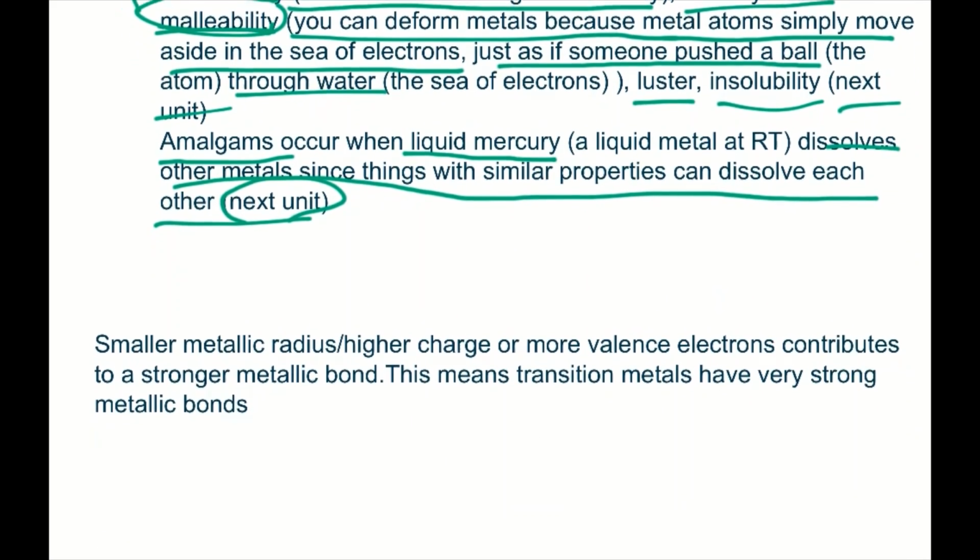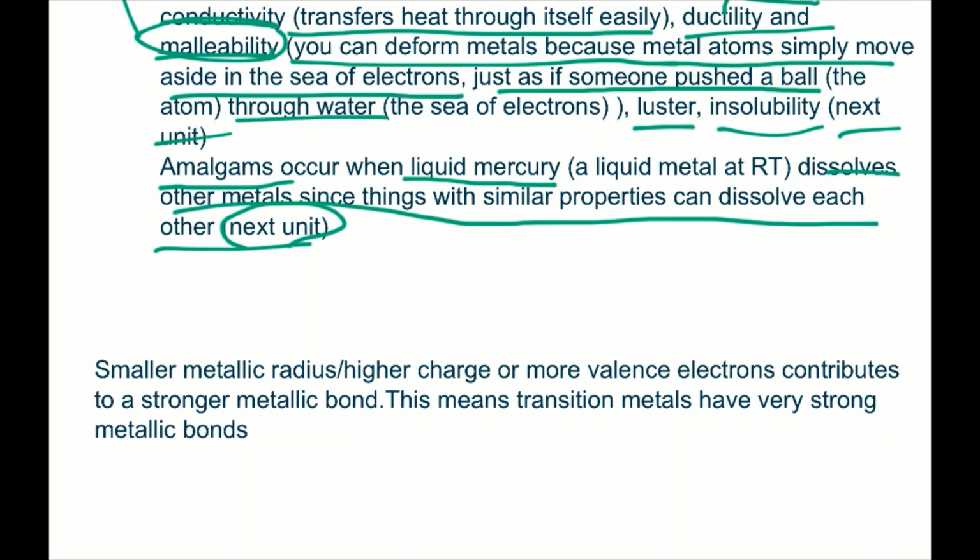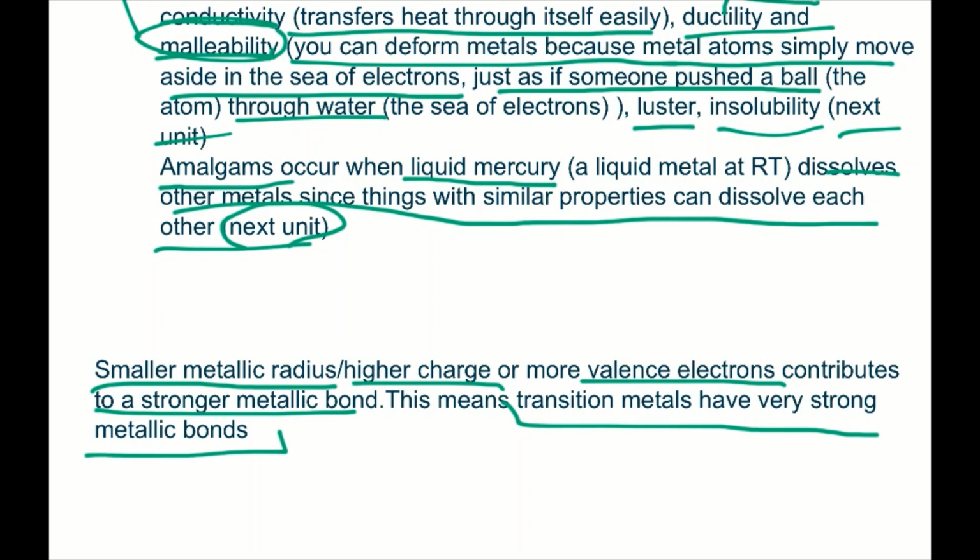Now, how do you make metallic bonds stronger? Well, a smaller metallic radius, or maybe a higher charge, or maybe more valence electrons, contributes to a stronger metallic bond. So this means transition metals typically have very strong metallic bonds since they have d valence electrons, and these are a lot of electrons, so it creates a bigger sea of electrons and creates more attractive forces, and that means more metallic bonds, and that means stronger metallic bonds.